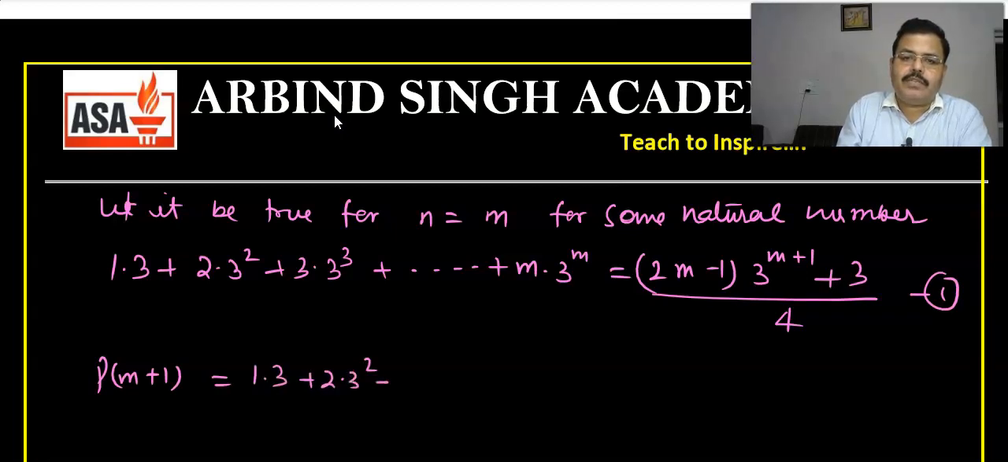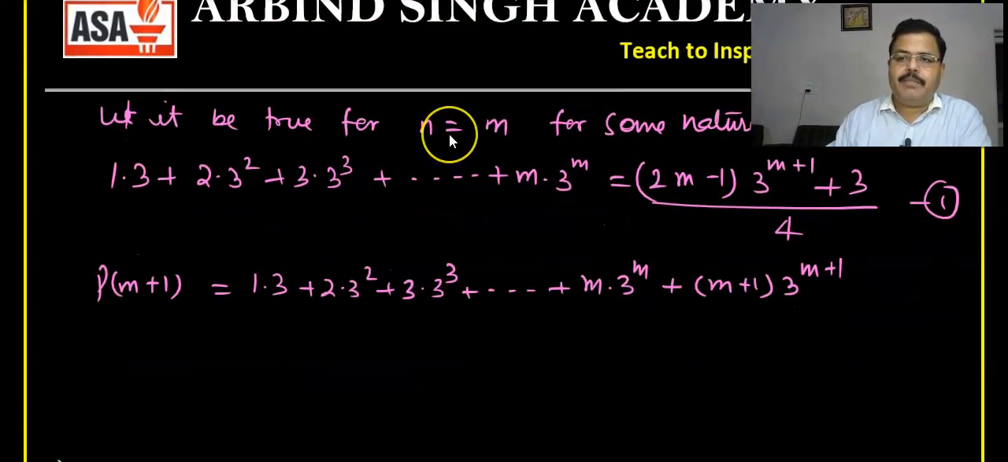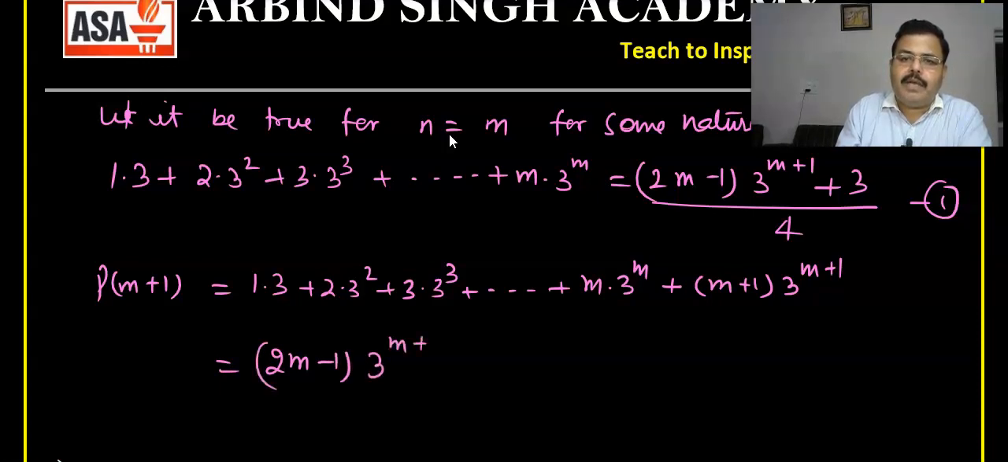2 into 3 square, 3 into 3 cube, and up to this step, m into 3 to the power m, plus one more step, (m plus 1) into 3 to the power m plus 1. And if I proceed, then up to this level, I can use this: (2m minus 1) 3 to the power m plus 1 plus 3, whole divided by 4, plus (m plus 1) into 3 to the power m plus 1.